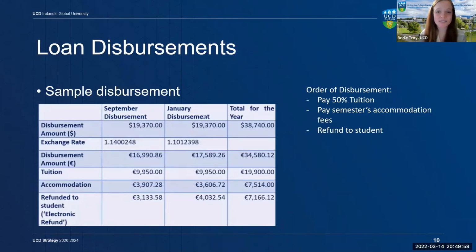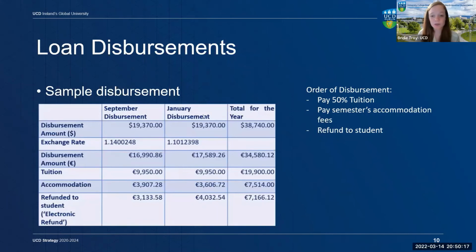Sometimes students do request that we give them the money right away and then they can go and pay their accommodation fees. Unfortunately, legally, we must pay tuition, then accommodation fees. Then if there are any funds remaining after that, if you did request more money, then we can refund the remaining amount to the student's Irish bank account.